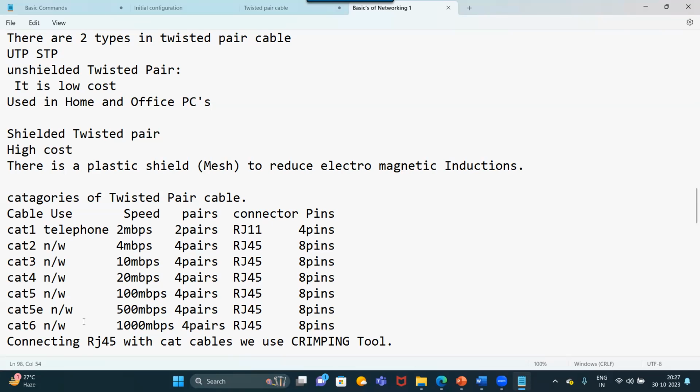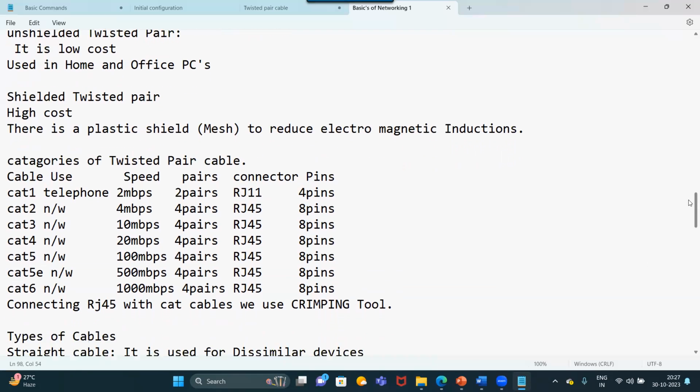Okay, and I told you again, this is only a basic class, just an introduction class, brief information about network connectivities. Everything in further classes we will discuss completely in depth, along with practicals. This is only basic information that I am giving, like an introduction. Okay, so we have cables, straight cable and cross cable.